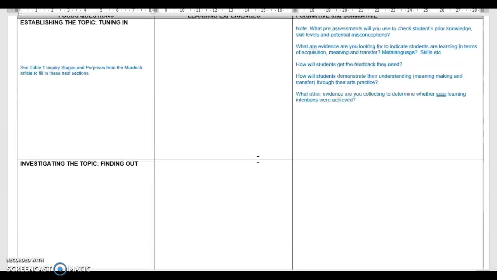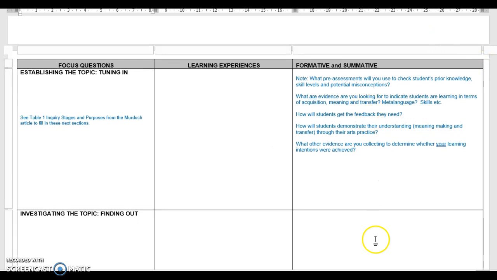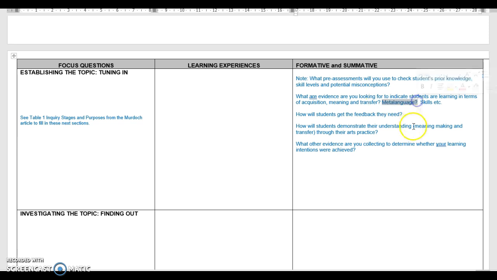And looking at the last column, what assessment experiences are the students immersed in? What pre-assessments are you going to be using? What evidence are you looking for? So what type of meta language are you looking for to indicate that students have learnt? What skills and how do they demonstrate? How do students demonstrate this?